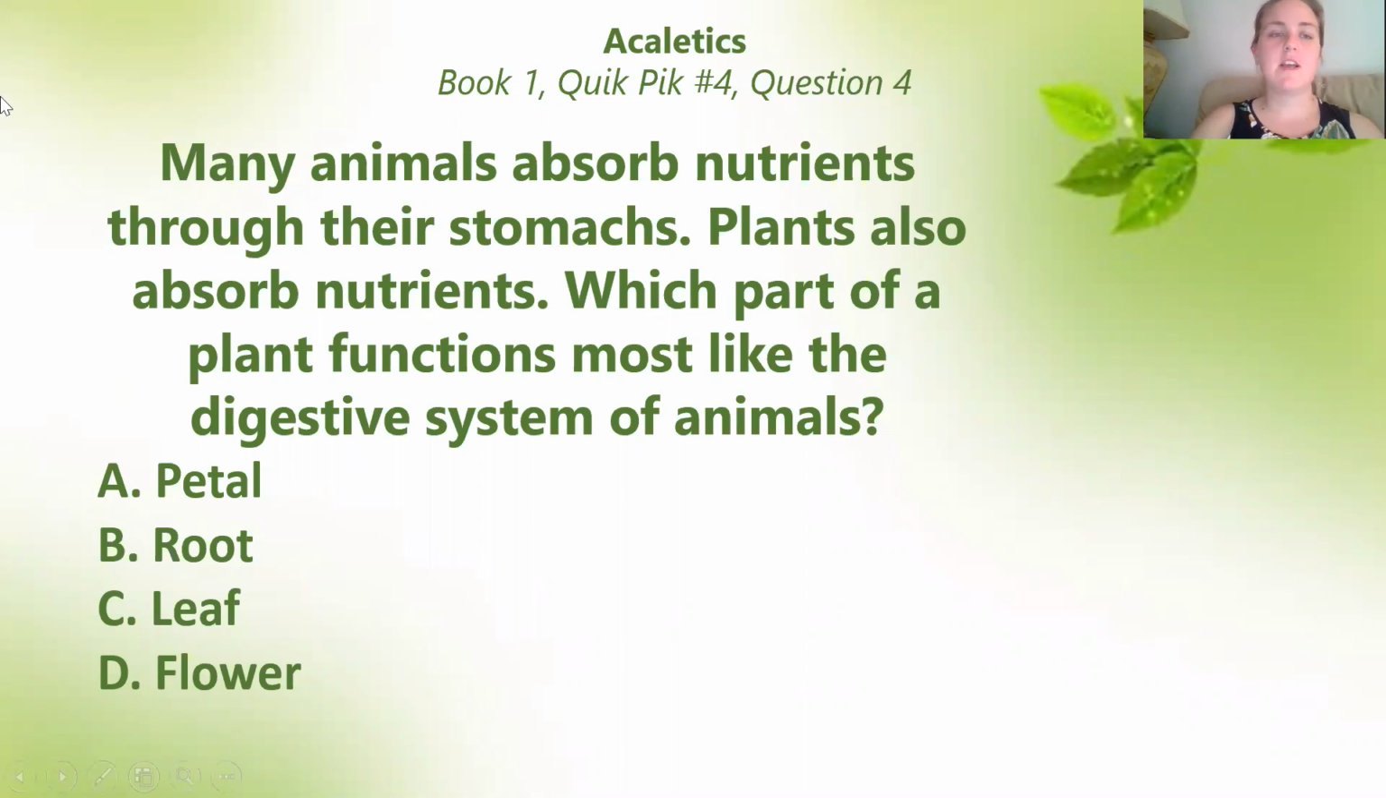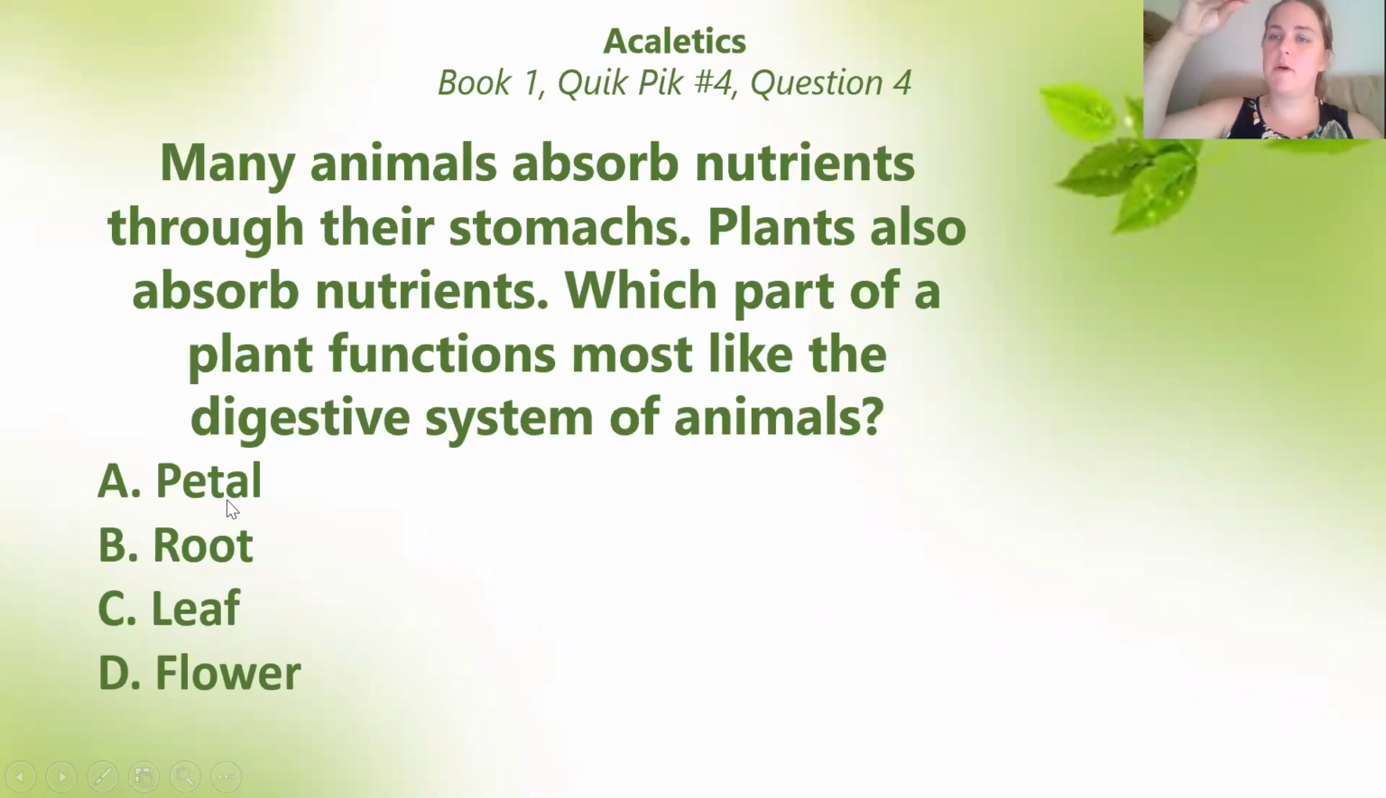So the first question: many animals absorb nutrients through their stomachs. Plants also absorb nutrients. Which part of a plant functions most like the digestive system of animals? So think, if they're absorbing nutrients, they get their nutrients from the ground, so it needs to be underground. So let's think about this.